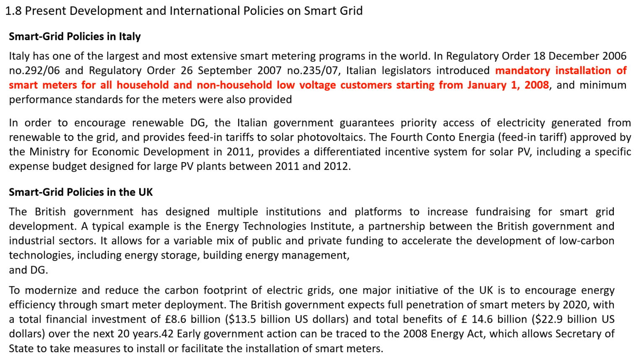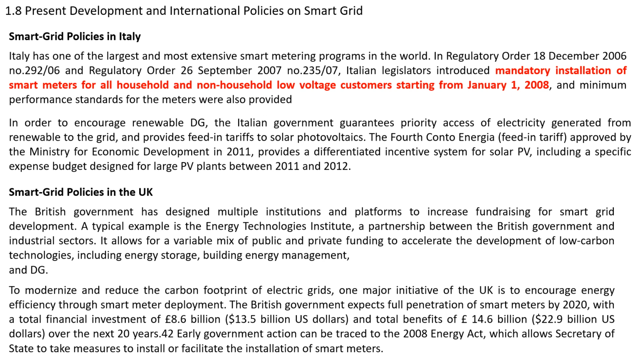And coming to the smart grid policies in the UK, the British government has designed multiple institutions and platforms to increase fundraising for smart grid development. A typical example is the Energy Technologies Institute, a partnership between the British government and the industrial sectors. It allows for a variable mix of public and private funding to accelerate the development of low carbon technologies, including energy storage, building energy management, and distributed generation.